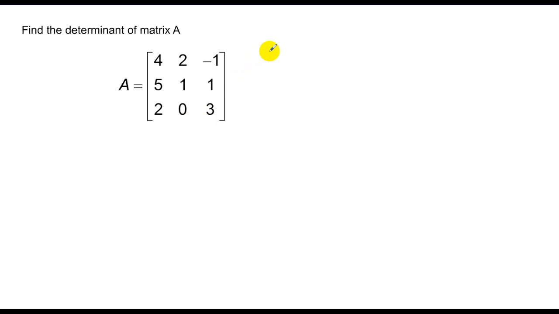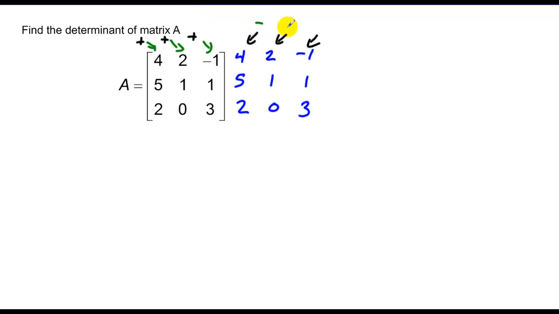When I do this 3 by 3, I want to rewrite that diagonal. I take and say, all right, I'm going to write a 4 here, a 5 here, a 2 here. Write the second column over, a 2, a 1, a 0, and then a negative 1, a 1, and a 3. I'm going to, once again, put an arrow to the right, arrow to the right, arrow to the right, and then I'll go arrow to the left, arrow to the left, arrow to the left. Everything to the right gets a plus sign. Everything to the left gets a subtraction sign.